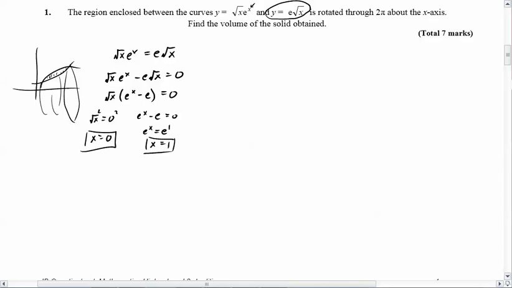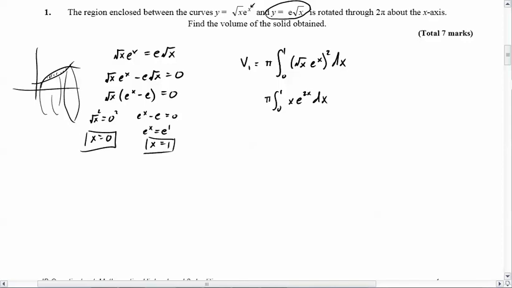Okay, so we're just going to take the first one. We'll take volume 1, which is this equation right here. To get that, we do pi integral from 0 to 1, because those were my intersections, and we're going to rotate it around, which means we're just going to do the square root of x e to the x, squared, dx. So from there we should be able to work it out. We've got pi integral from 0 to 1, and square root of x squared would be x, and then you have e to the 2x dx.